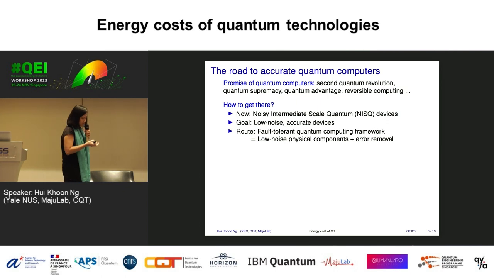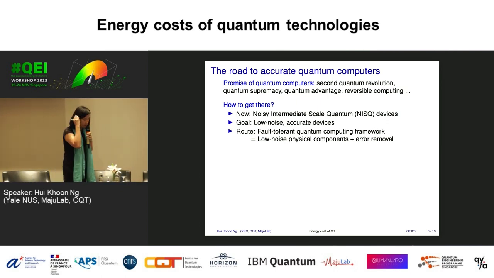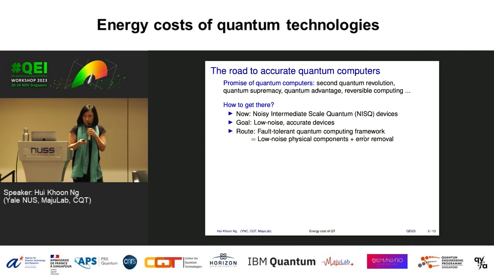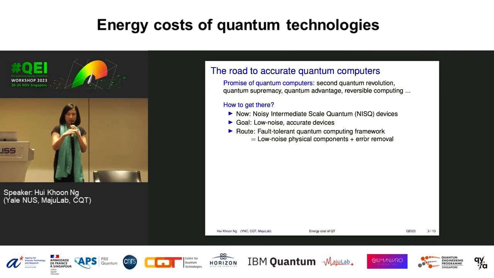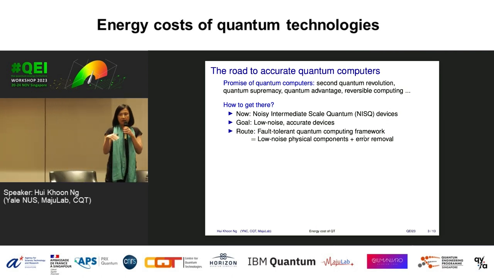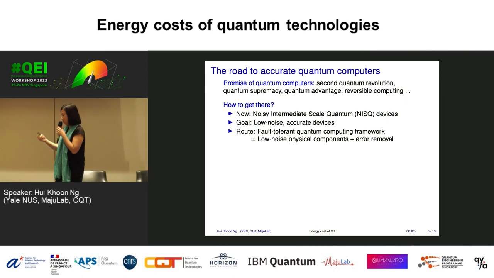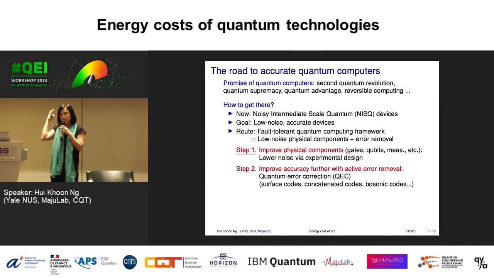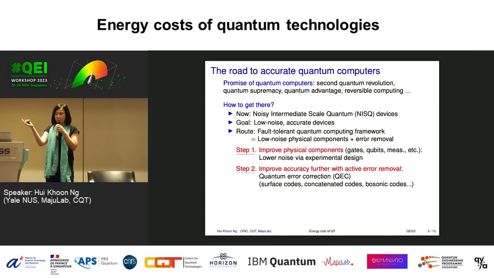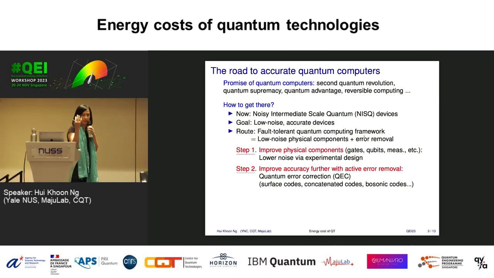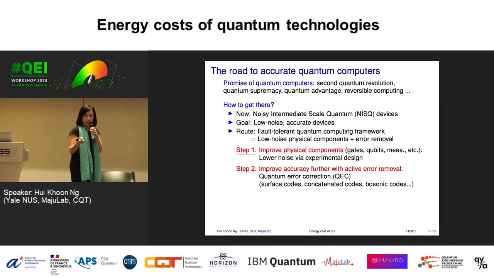The standard route to this, and the only way we know to build a large scale accurate quantum computer, is what you call fault tolerant quantum computing. There you first assume, as a basic ingredient, the so-called threshold that we'll mention later. You need low noise physical components, and you do active error removal as you carry out your quantum computation. You need both of these pieces. Step one is to improve your physical components, and I'm looking at all the experimentalists in the audience, this is really on you. You have to design better qubits, better gates, better measurements. The physical hardware needs to be good enough.